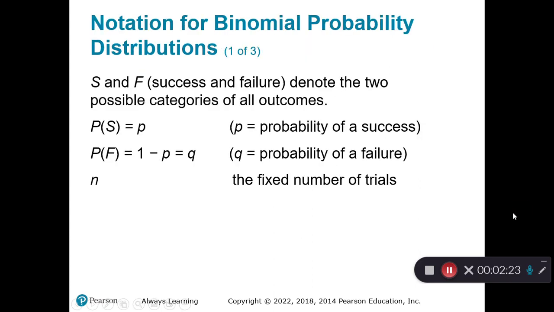Let's introduce some notation here. We will use the letter S to signify a success, F for failure. The probability of a success is going to be denoted with a lowercase letter p. The probability of a failure is equal to 1 minus p because, of course, a success and a failure are complementary events. But we'll also introduce another notation here. 1 minus p we will label as q. So q is going to denote the probability of a failure. And finally, n is going to represent the fixed number of trials.